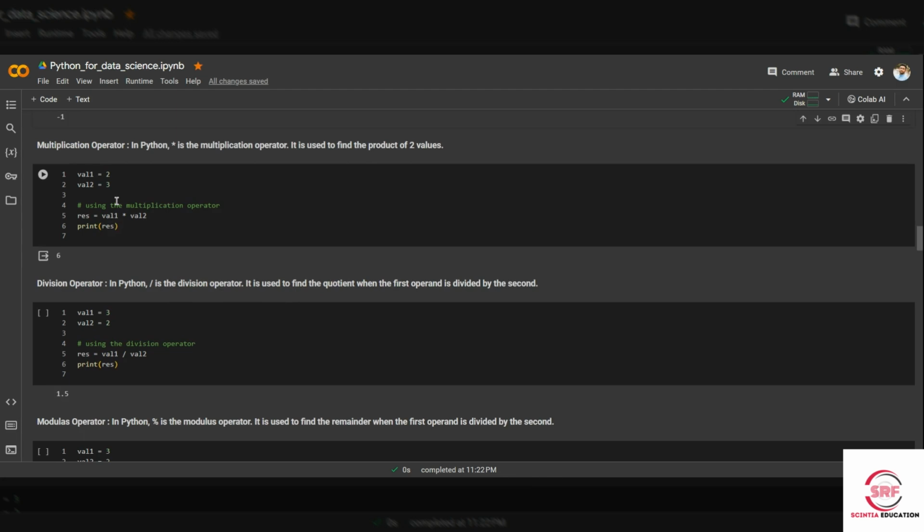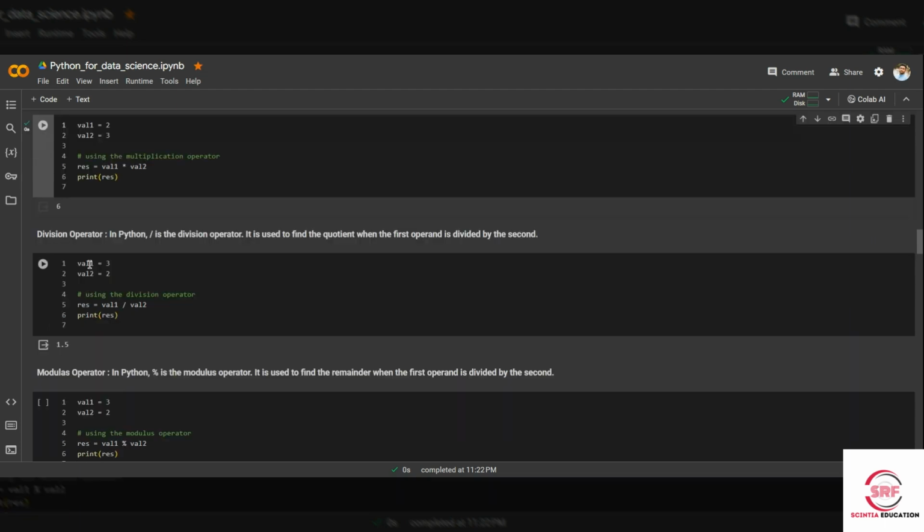Then we are discussing the multiplication operator in Python. The star sign is the multiplication operator, and it is used to find the product of two values. So here we take value 1 as 2 and value 2 as 3, and if we use the multiplication operator, it gives us 2 cross 3 equal to 6.